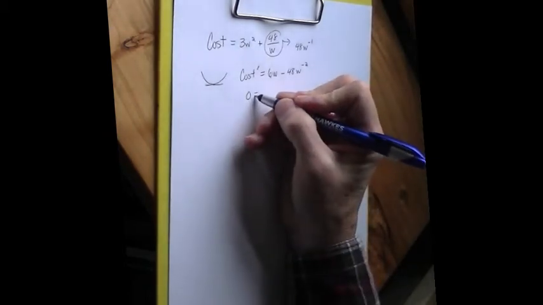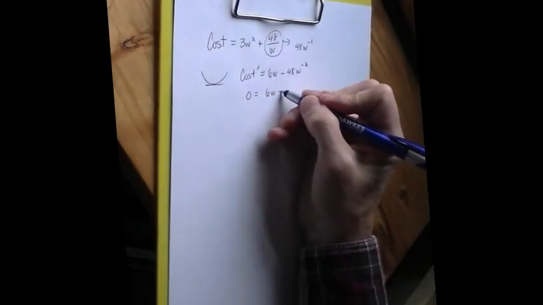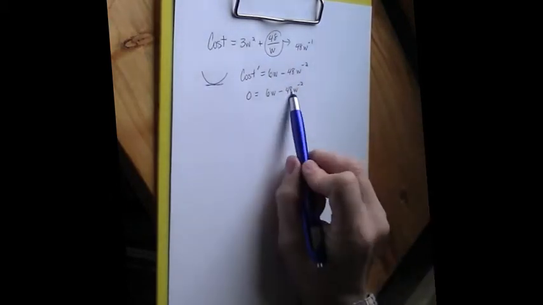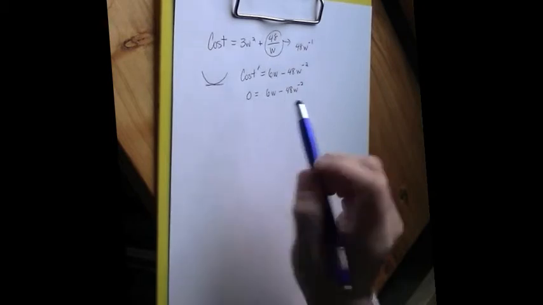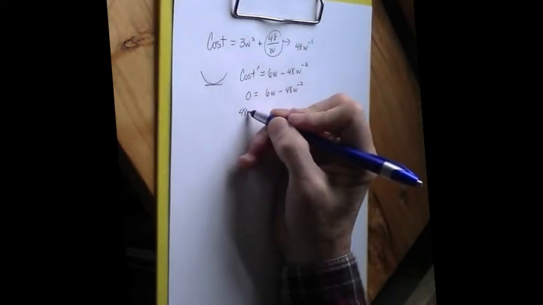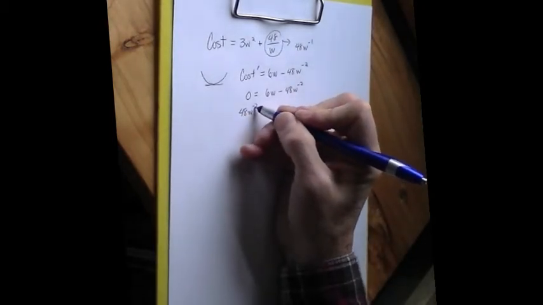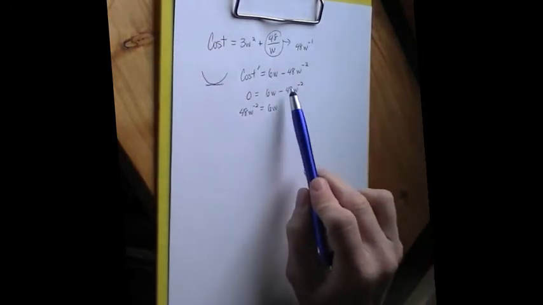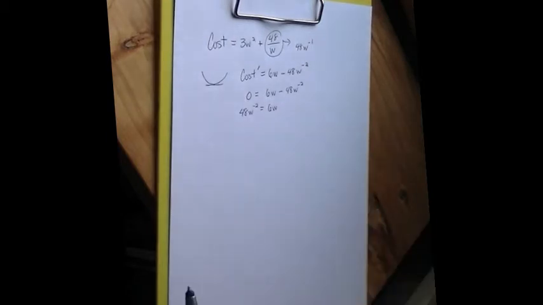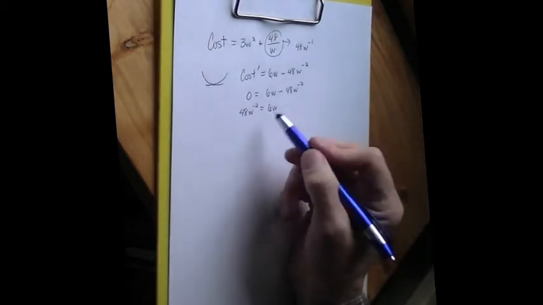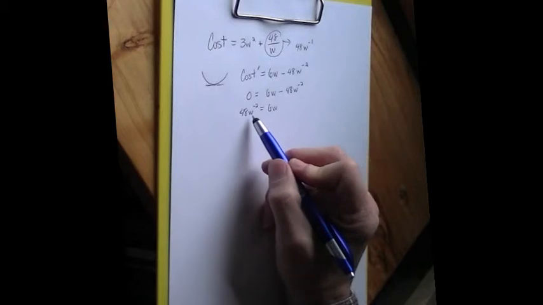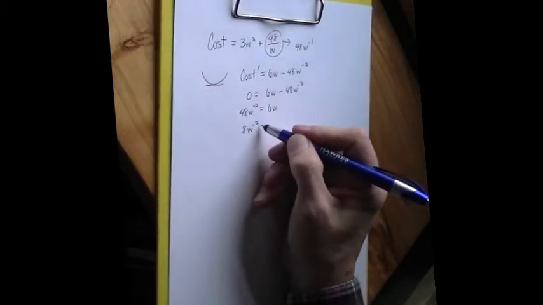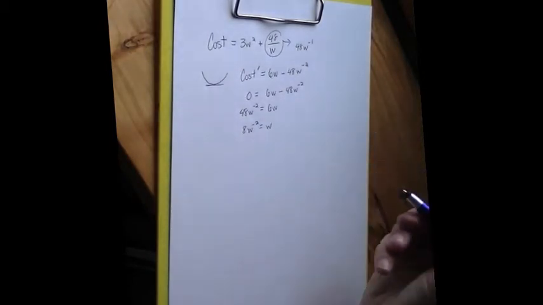I want to know when that derivative will be 0. So I want to set the derivative equal to 0. So I'm going to add this to both sides. So we get 48 times w to the negative 2 is equal to 6w. Notice this term was negative, so I added it to the other side to make it positive. If I divide both sides by 6, I get 8w to the negative 2 is equal to w.